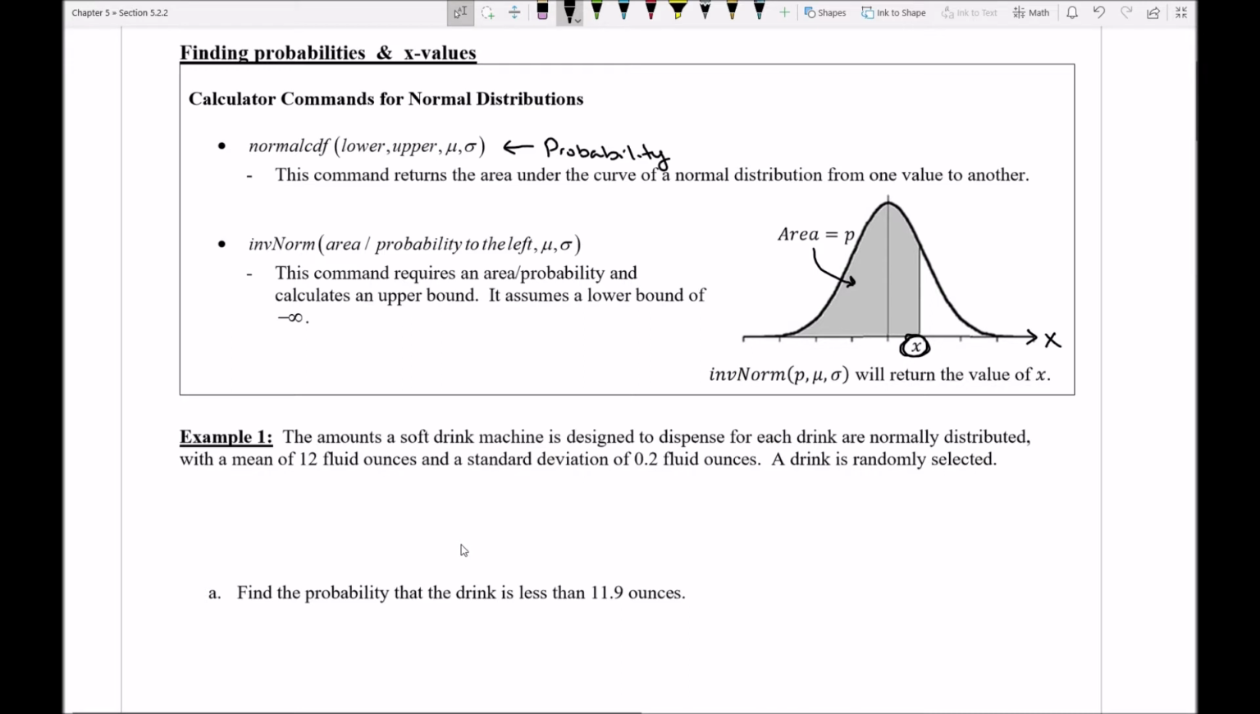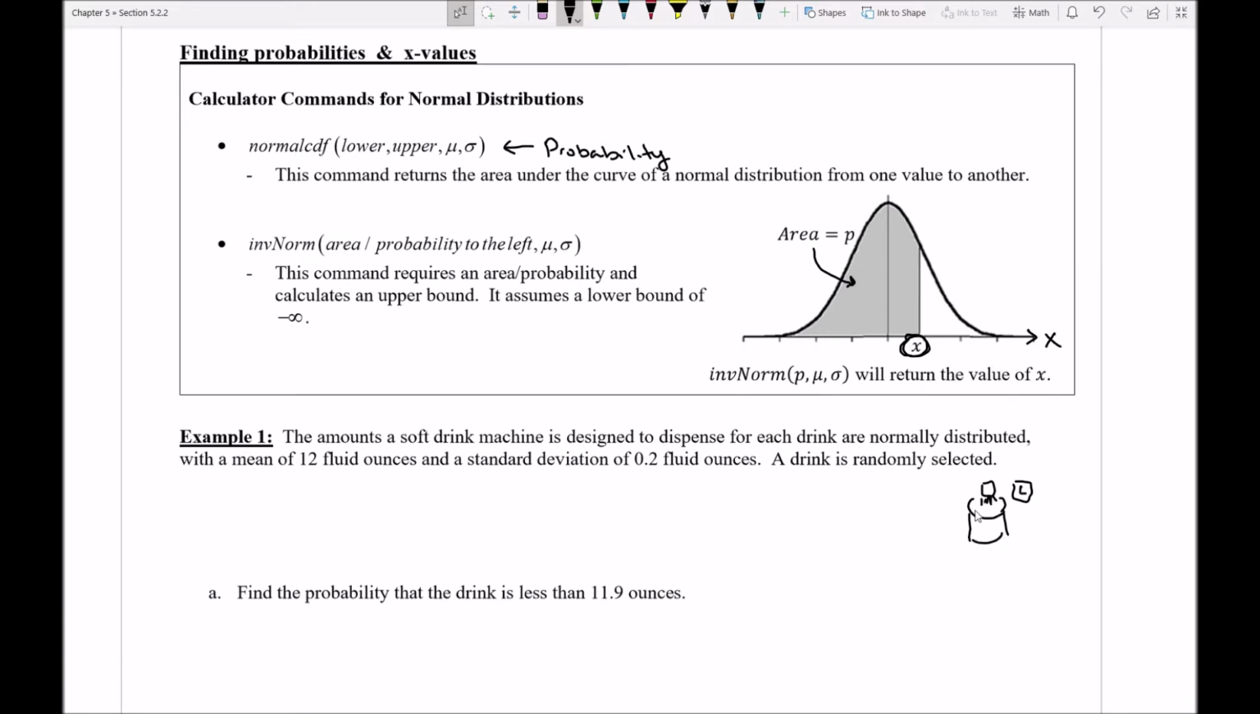The amounts a soft drink machine is designed to dispense for each drink are normally distributed, with a mean of 12 fluid ounces and a standard deviation of 0.2. So you can maybe imagine this, maybe you've driven through a McDonald's drive-through at some point. When you're getting ready to grab your food, there's not much to do, so you might glance inside through the window and see that drink machine. Typically they have some different buttons on there. You select the button that fills up a large, and then the machine starts dispensing a bunch of liquid into the cup that the person has put under it.